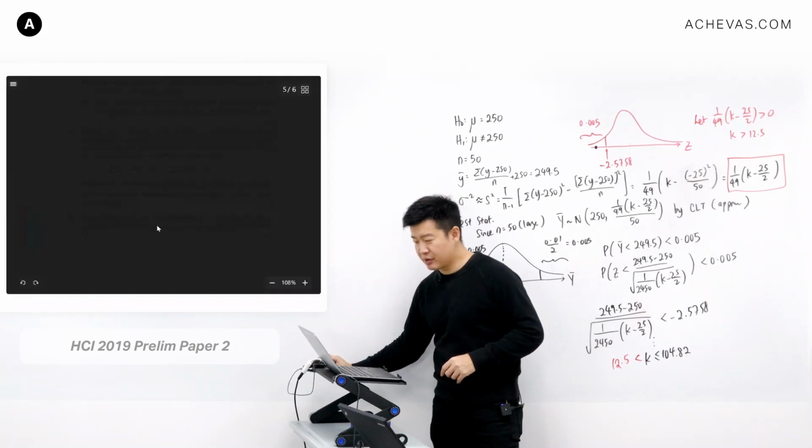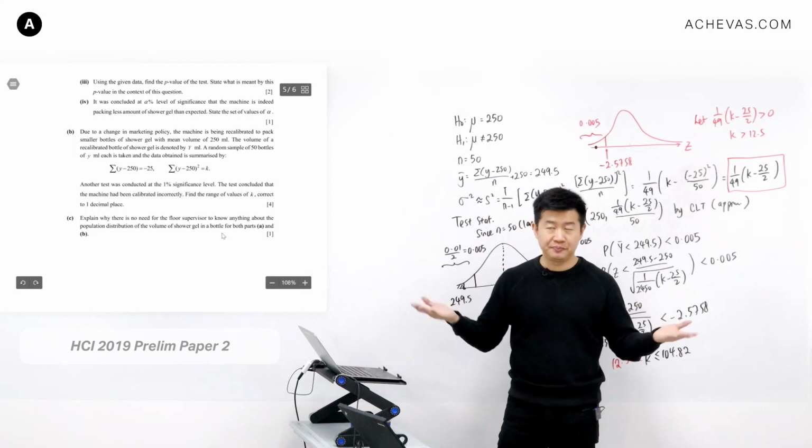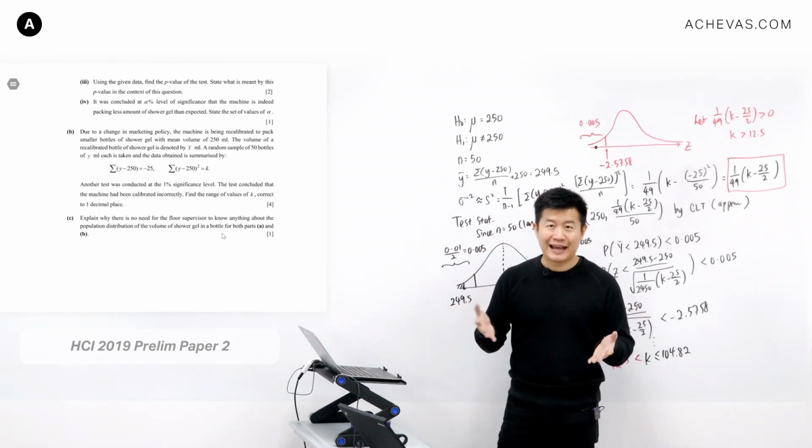The last part is very simple. Do you need to give any assumption? No assumption is needed because n is large.